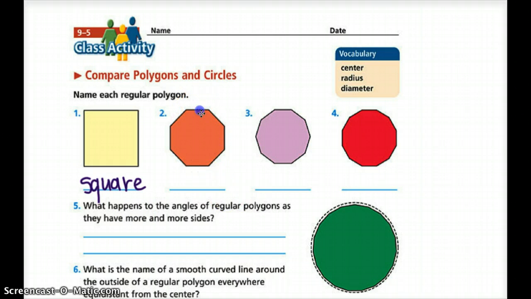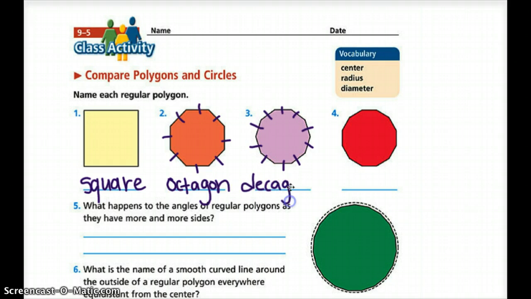Number 2 has 1, 2, 3, 4, 5, 6, 7, 8 sides, so we call that an octagon. Number 3 has 1, 2, 3, 4, 5, 6, 7, 8, 9, 10 sides, so we call that a decagon. 4 has 1, 2, 3, 4, 5, 6, 7, 8, 9, 10, 11, 12 sides, so that's a dodecagon.